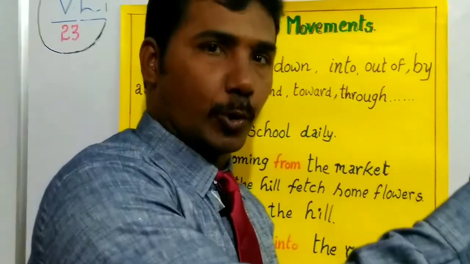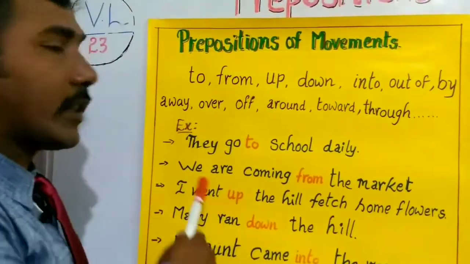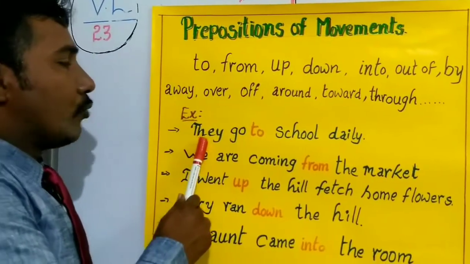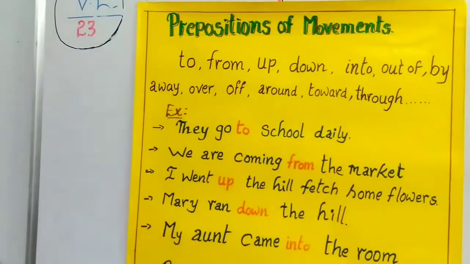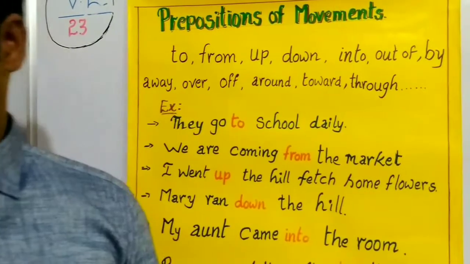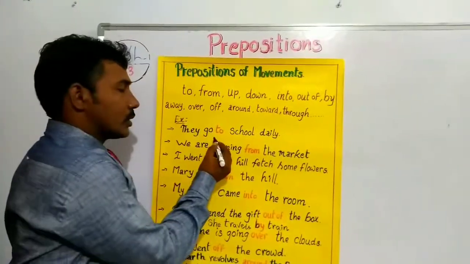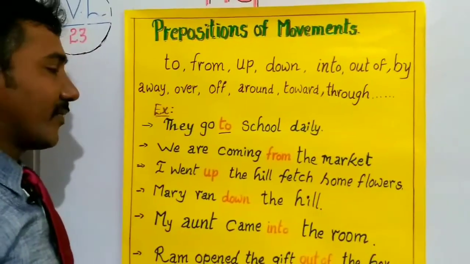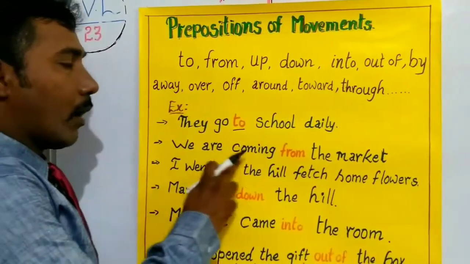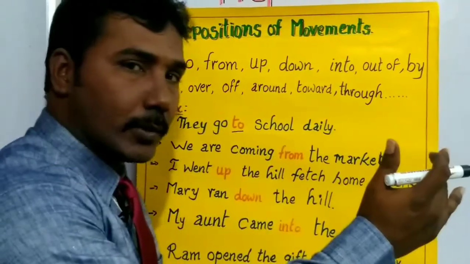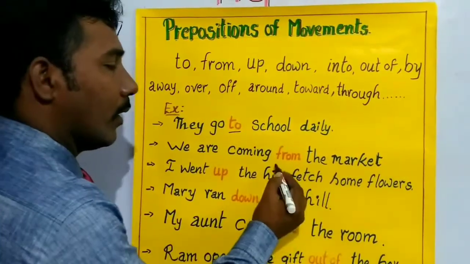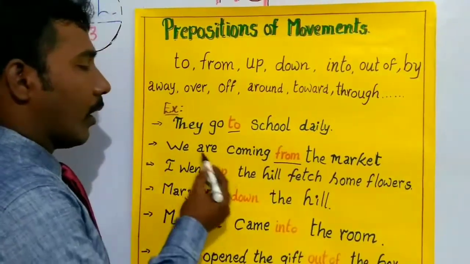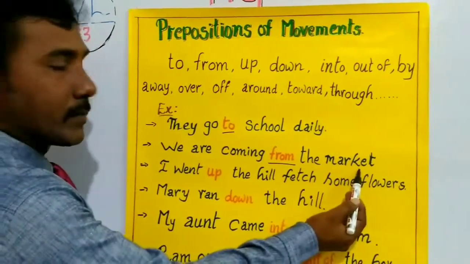Okay, Rajesh is going to school. To is the preposition here. And here are more beautiful examples. They go to school daily. Go to. They go to school daily. So to is the preposition here. And another example: we are coming from the market. Coming from. So we can use from for movements.